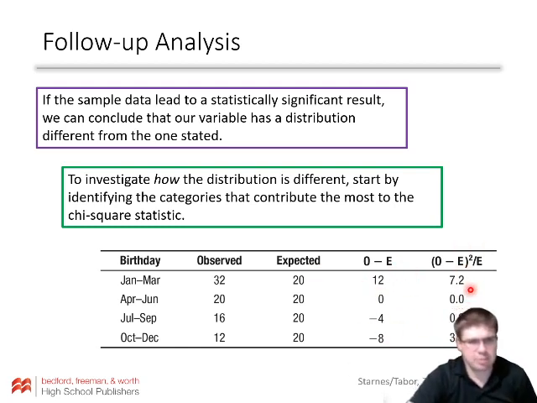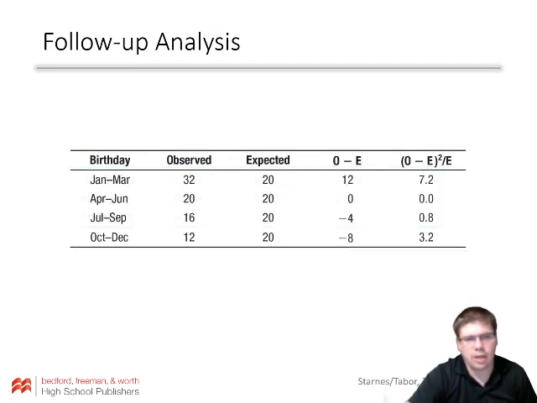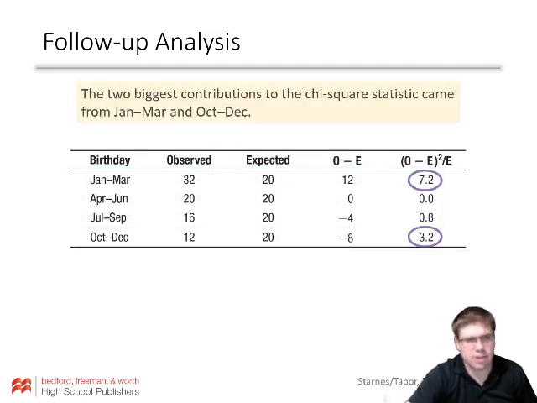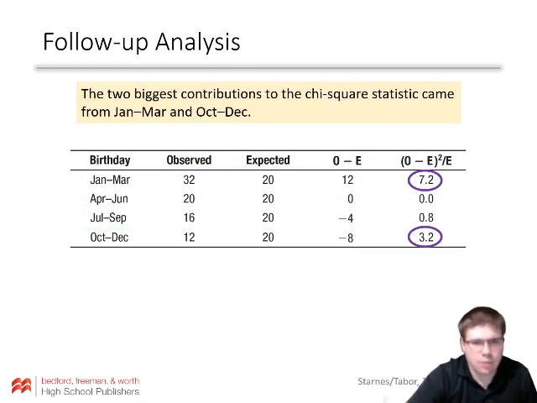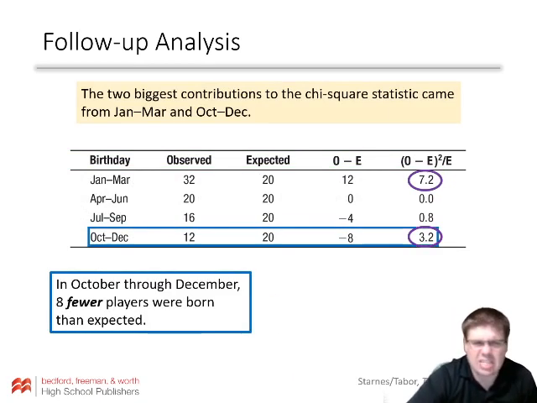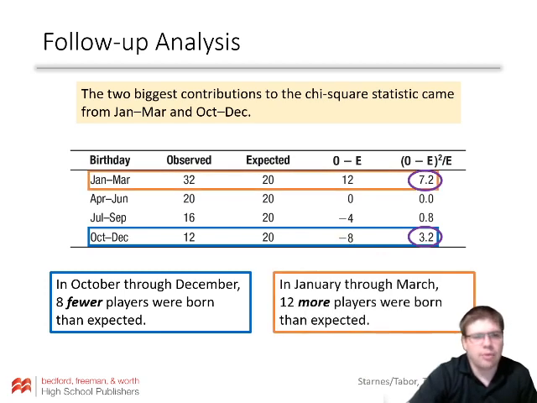So in our birthday example, if we looked at the observed, the expected, and then did the whole observed minus expected squared over expected, the quarters that contribute the most are the first and the last one, and January to March is the most. Once you identify those, we can analyze it a little further and just describe what's going on. In October through December, 8 fewer players were born than expected. In January through March, 12 more players were born than expected.